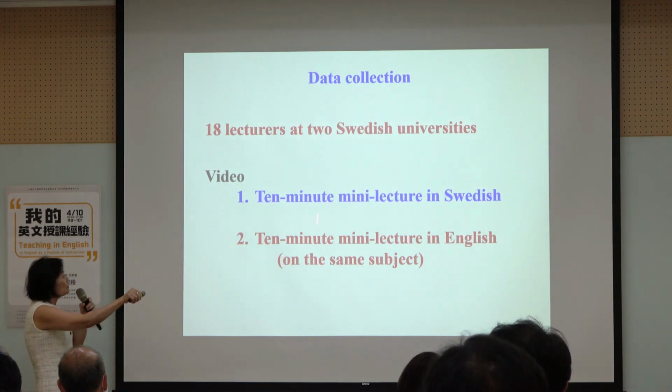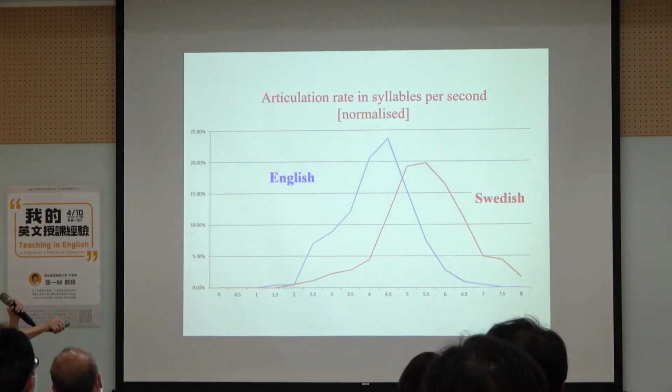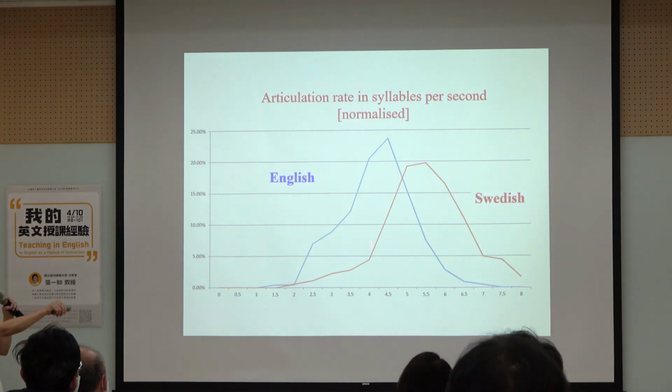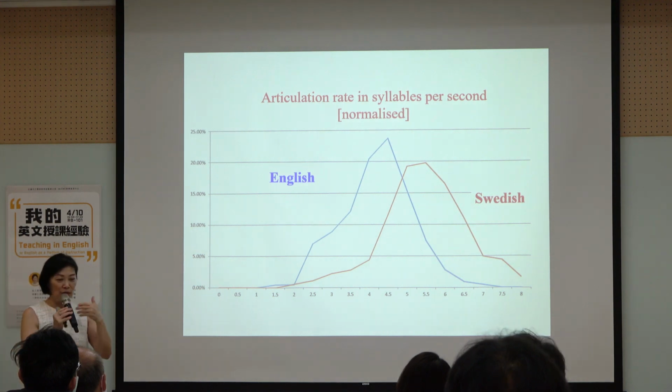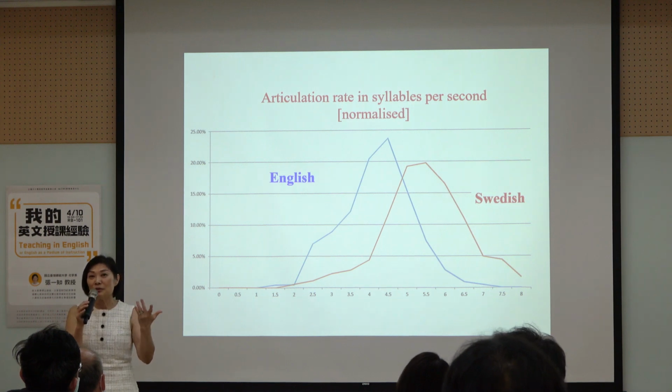So they recorded this, and they found the results roughly the same. When they use Swedish, it's faster, and English is a little bit slower. So for the lecturer, whenever we switch to English, we talk slower. So this is what happened.